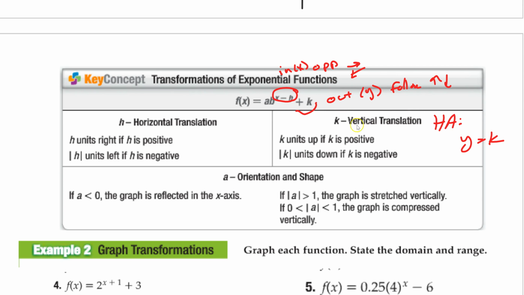So again, the k moves it up and down. That's also the horizontal asymptote. How about the number in front? The number in front is special this time. It still has to do with a kind of shift or stretch, but also in this case, a is always going to be your initial y-intercept.